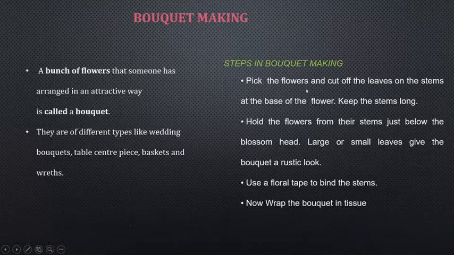First, we pick the flowers and cut off the leaves on the stems at the base of the flower. Keep the stems long. Hold the flowers by their stems just below the blossom head. Large or small leaves give the bouquet a rustic look. Use floral tape to bind the stems. Now wrap the bouquet in tissue.